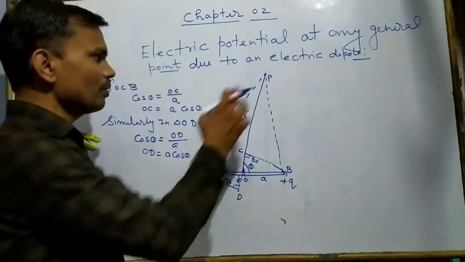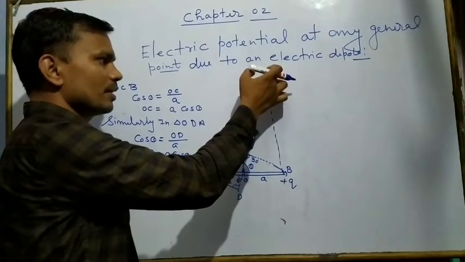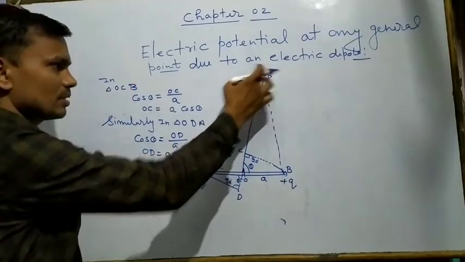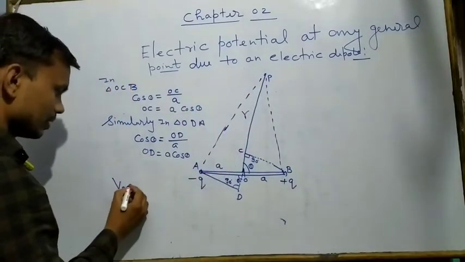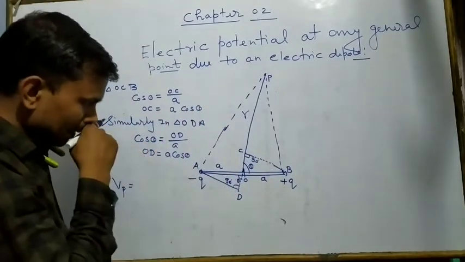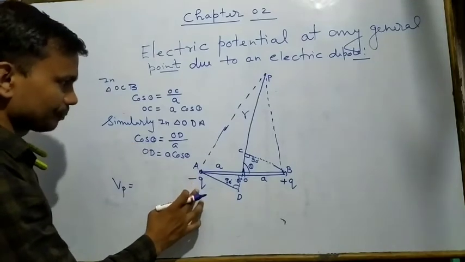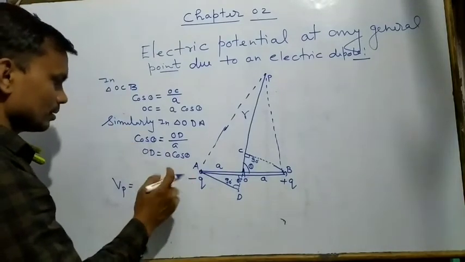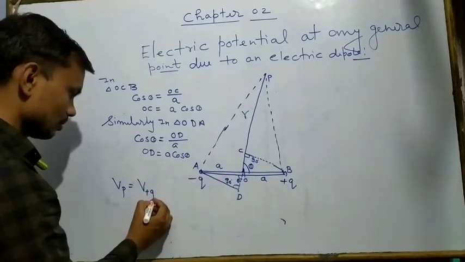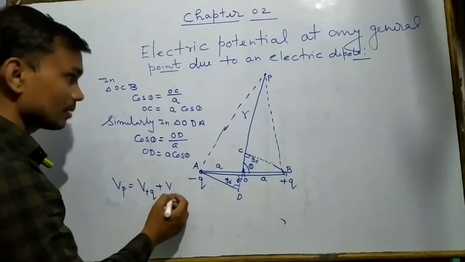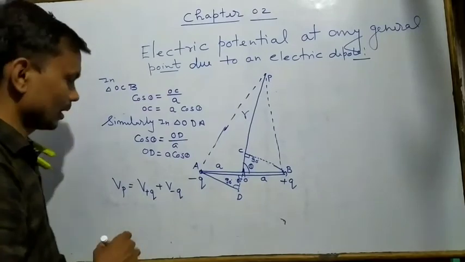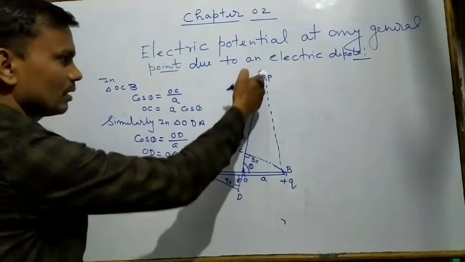Now we want to calculate the electric potential at point P due to this system of equal and opposite charges. Suppose Vp is the net potential at point P due to this plus and minus Q charge. So it is the electric potential at point P due to plus Q charge plus the electric potential at point P due to minus Q charge. This is the net potential at point P.